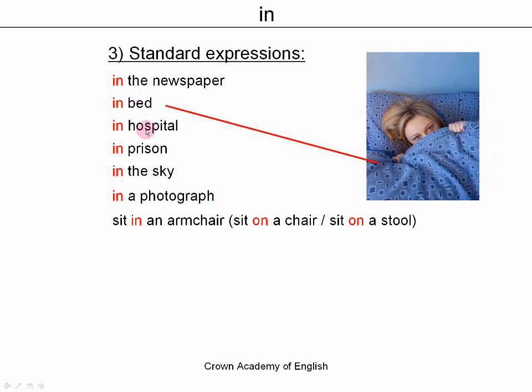Notice that some of these we do not use the word the. So we say in bed. We do not say in the bed. We do not say in the hospital. We say, for example, my father is ill. He is in hospital. We do not say he is in the hospital. Again, since these are expressions, there is no rule, in fact. You must just learn them. Okay, there is no choice.